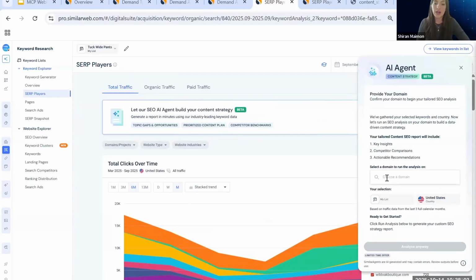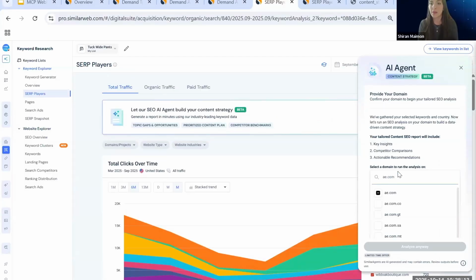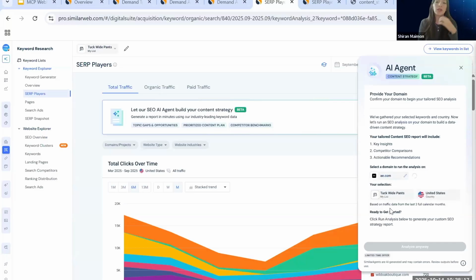All I need to write is what is my main domain. I'm now putting the hat of American Eagle, and I'm interested in seeing what additional kind of topics I can be writing about. So American Eagle, I chose the keyword. It could be a specific keyword. It could be a whole list, whatever you choose. And of course, a country, and I run my analysis.